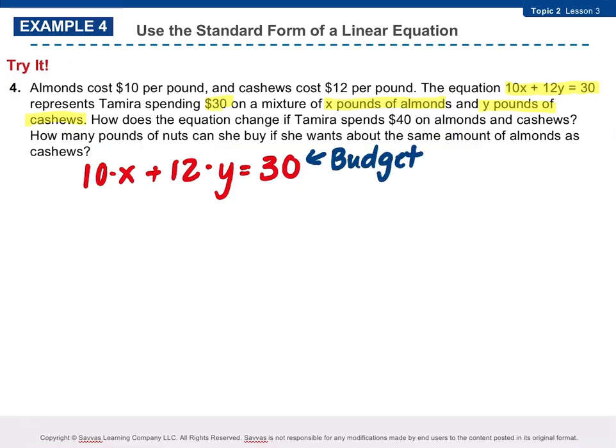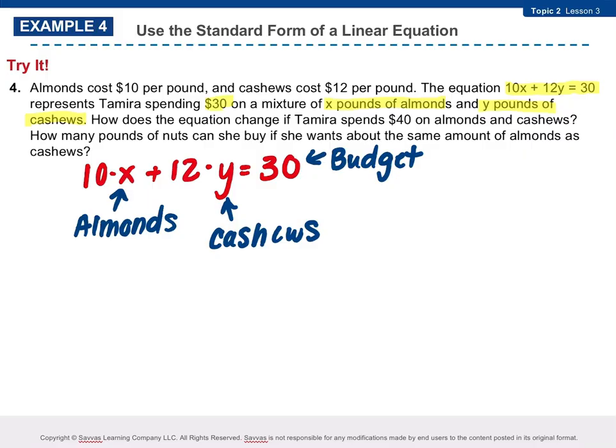And then they said X pounds of almonds. So that's how many pounds of almonds she's buying. And Y is how many pounds of cashews she's buying. So $10 for every pound of almonds, $12 for every pound of cashews.